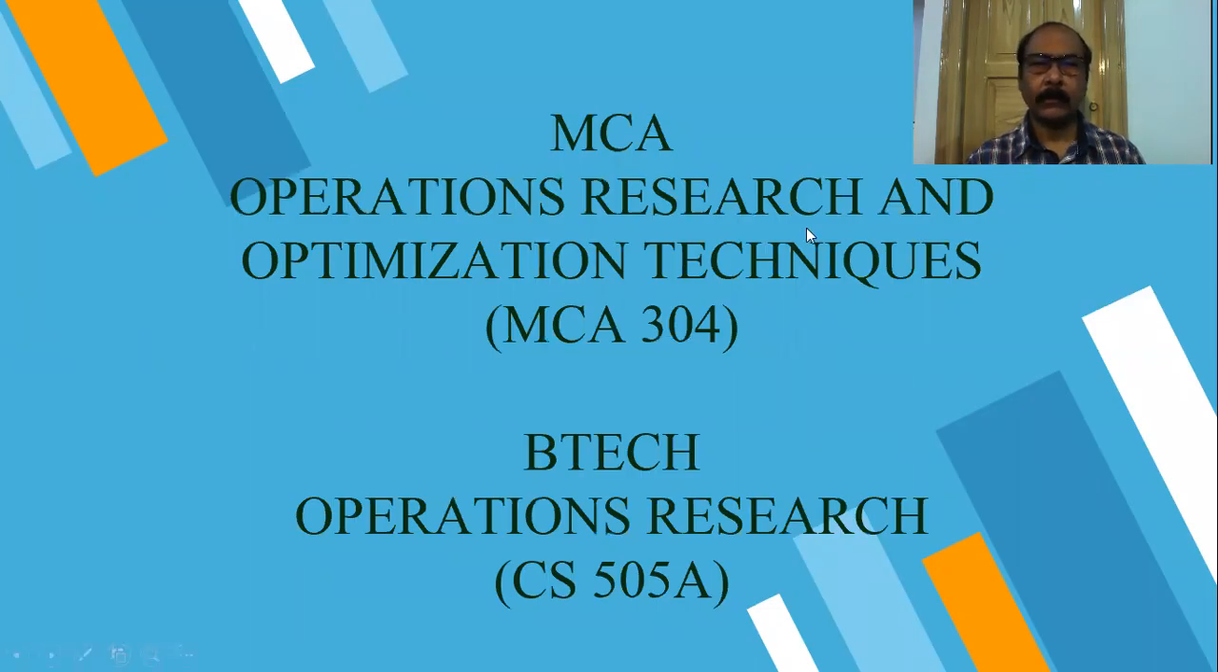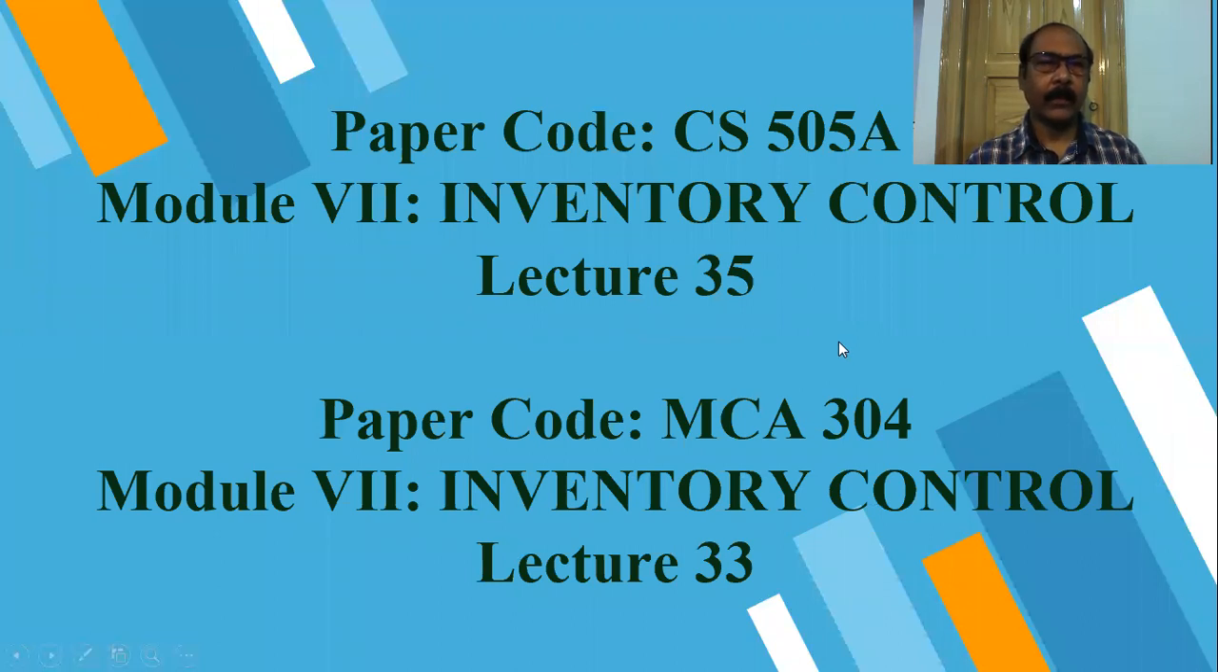Now, the paper name is Operations Research and Optimization Technique. Paper code is MCA304. This is for the MCA. And for the BTech, the name of the paper is Operations Research, code is CS505A. Today, we learn lecture 35. Module is inventory control. And for MCA, paper code is MCA304. Module is inventory control. Lecture is 33. And for BTech, paper code is CS505A.